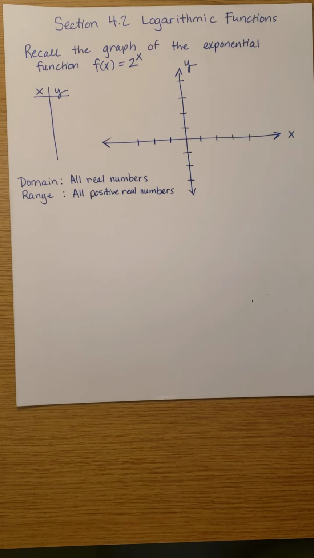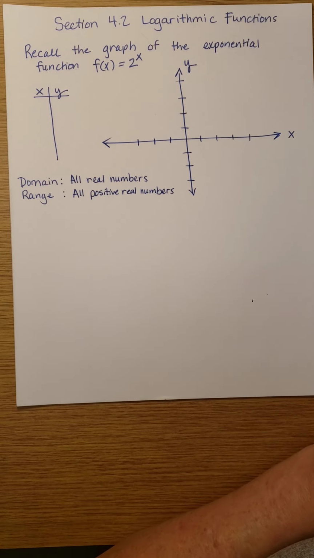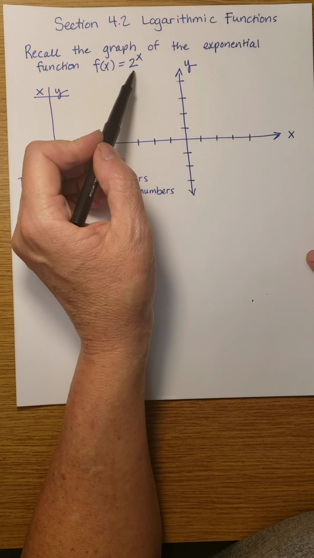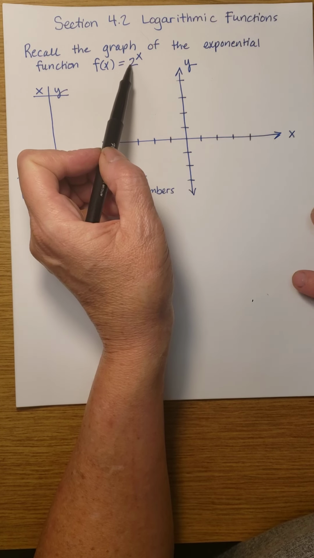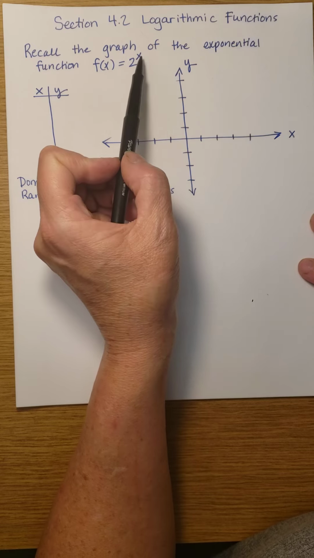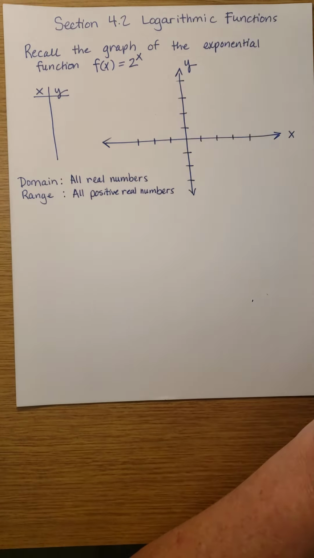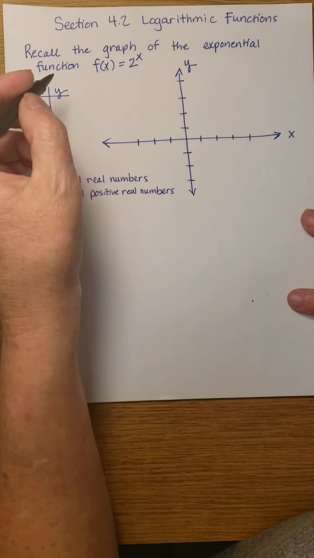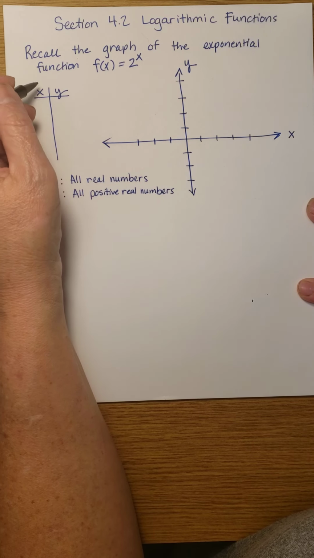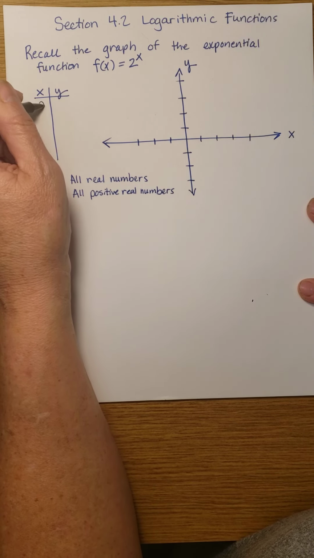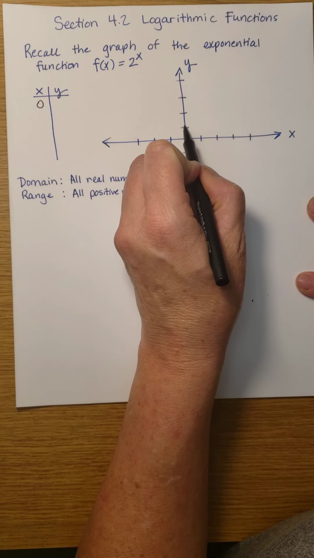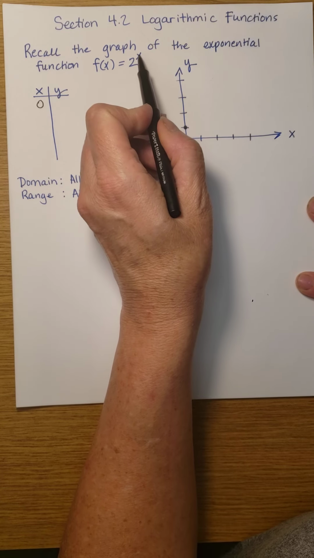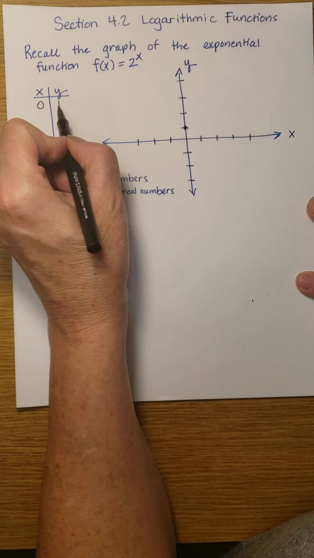Okay, recall from section 4.1 the graph of the exponential function f of x equals 2 to the x. This is an exponential function because 2, the base, is constant and the exponent x is a variable. So I'm going to graph this like we did last time in the other video, and I'm going to pick 0. That, of course, gives us 1 because any base raised to the power of 0 is always going to be 1.